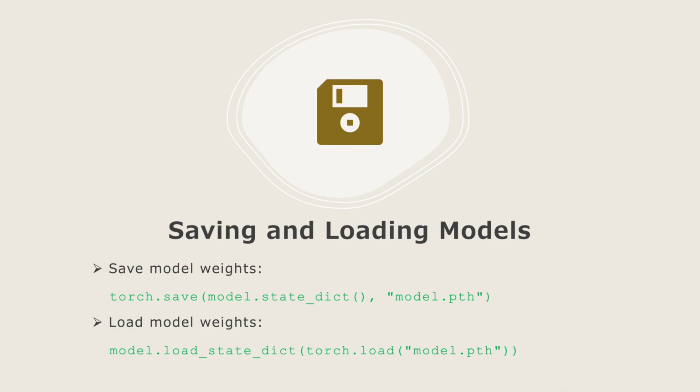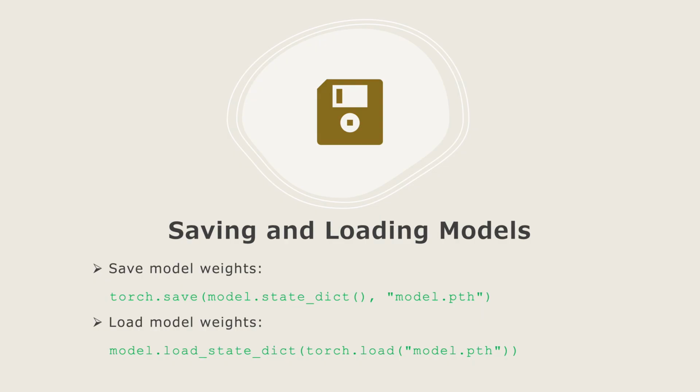After training a neural network, we typically save the model so we can reuse it later without retraining. In PyTorch, the standard practice is to save only the model's state dictionary, which contains all learnable parameters such as weights and biases. To save the model, we use the torch.save function. This function takes two inputs: the model's state dictionary, obtained with model.state_dict, and a file name, for example, model.pth, which specifies where the weights will be stored. This creates a file on disk containing the trained parameters.